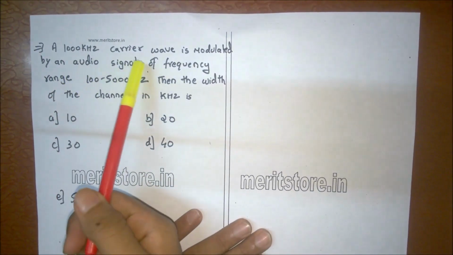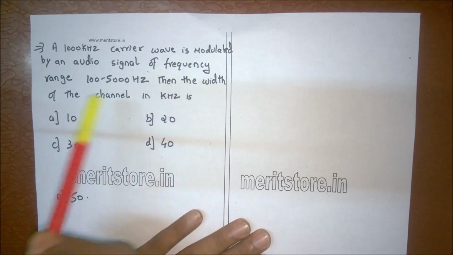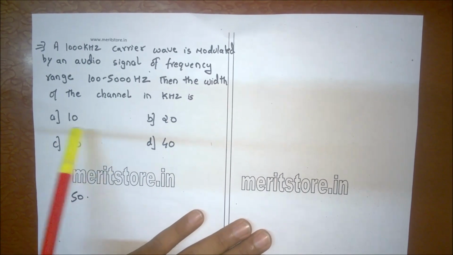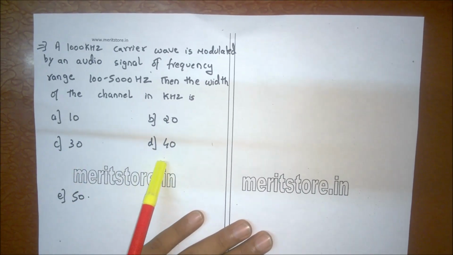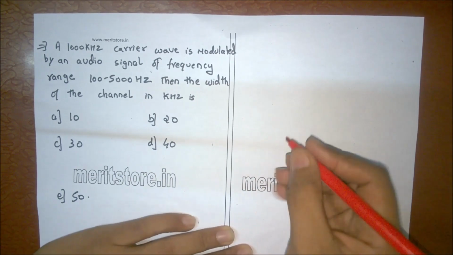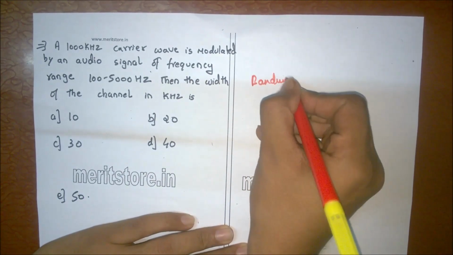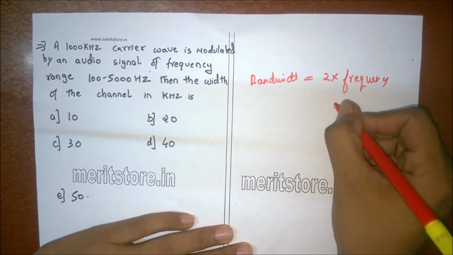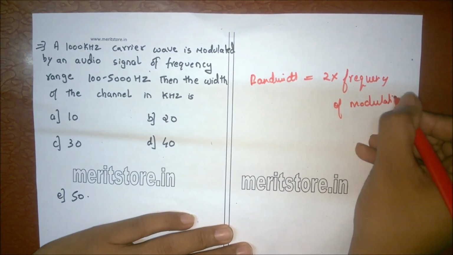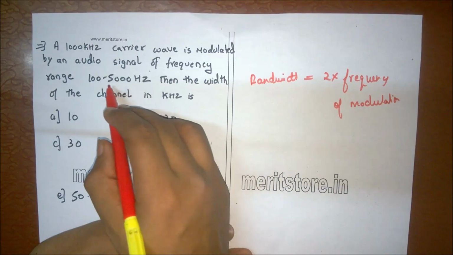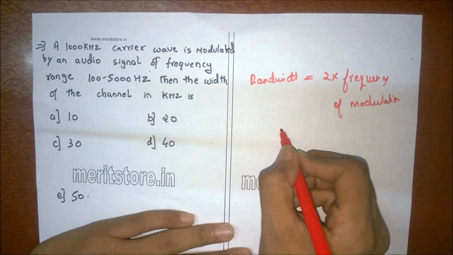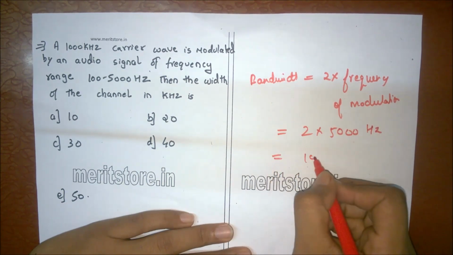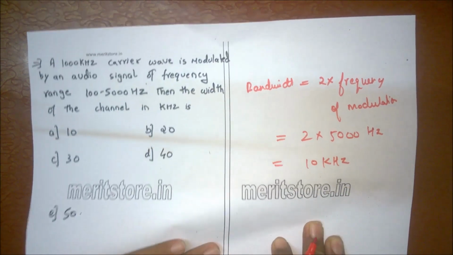A 1000 kHz carrier wave is modulated by an audio signal of frequency range 100 to 5000 Hz. Then the width of the channel in kHz is A 10, B 20, C 30, D 40 and E 50. So now we know that bandwidth is equal to 2 into the frequency of modulation. Now here the frequency of modulation ranges from 100 to 5000 Hz. So we'll take the higher one, which is equal to 2 into 5000 Hz, which is equal to 10 kilohertz. Therefore, the correct answer is option A.